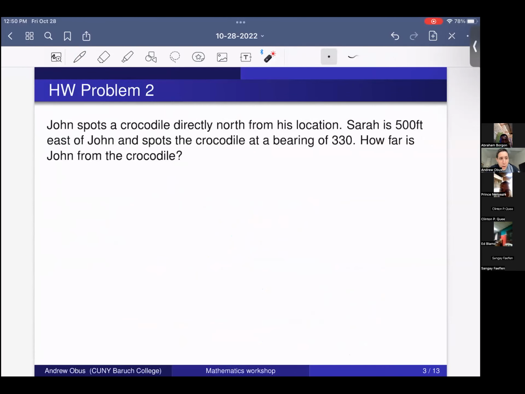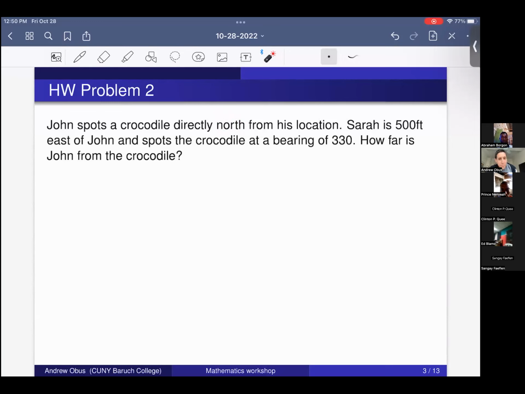So this one we have John spots a crocodile directly north from his location. Sarah is 500 feet east of John and spots the crocodile at a bearing of 330. Okay, how far is John from the crocodile? Okay, let me just do everybody again. Okay. So how far is John from the crocodile?